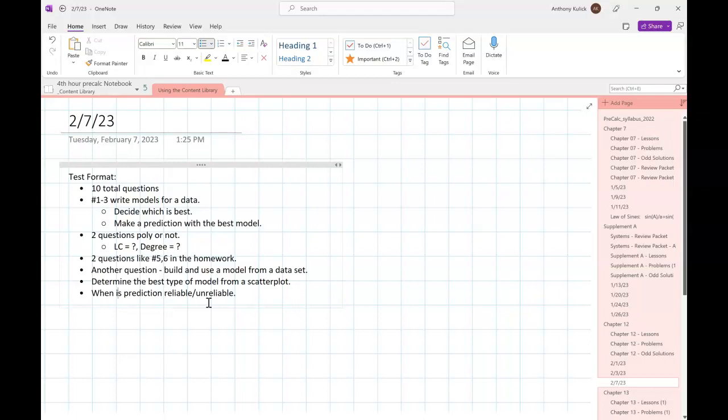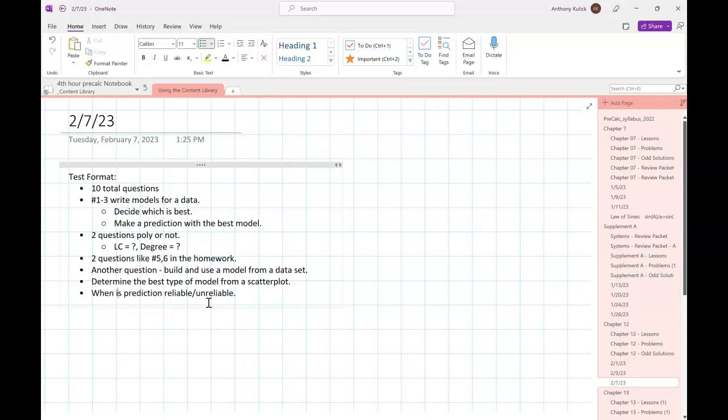What's the other thing you have to have to get a good prediction? Anybody remember? It has to do with the input to your model. You have to be using interpolation, right? The number that you're plugging into your model has to be within the x coordinates in your data set, right? If you don't have both of those 2 things, do you have a reliable prediction? No. That's the gist of it.